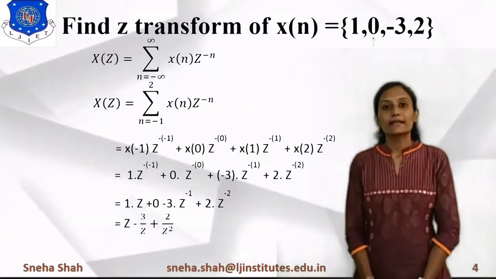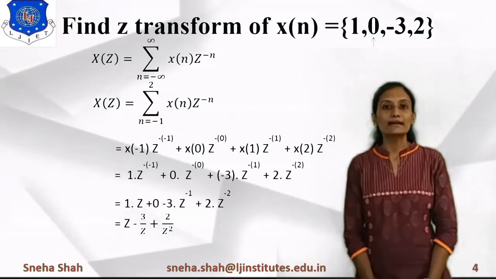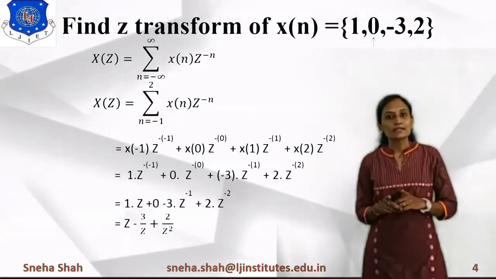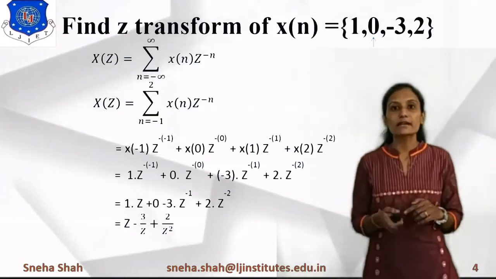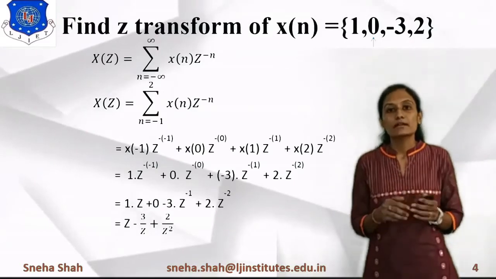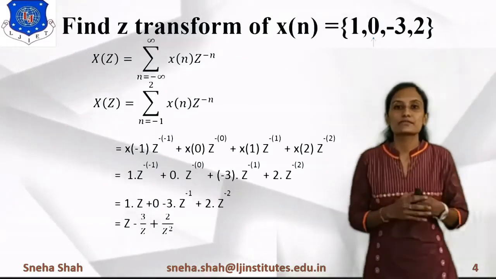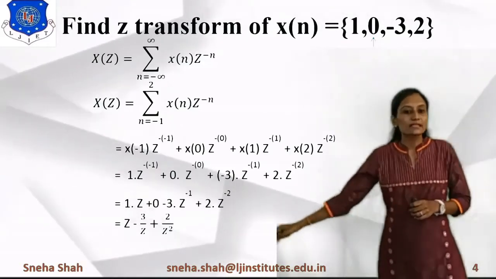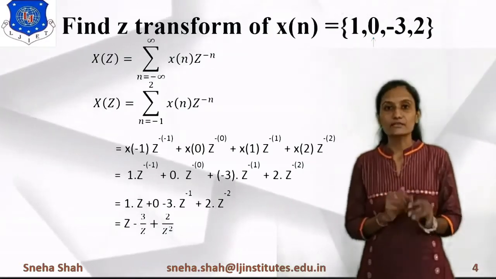Now if you want to find the ROC of this Z transform, how can we find the value of ROC? As I have defined, what is ROC? ROC is the range of z for which X of z attains a finite value. So for this we will define the values of z for which X of z is finite.